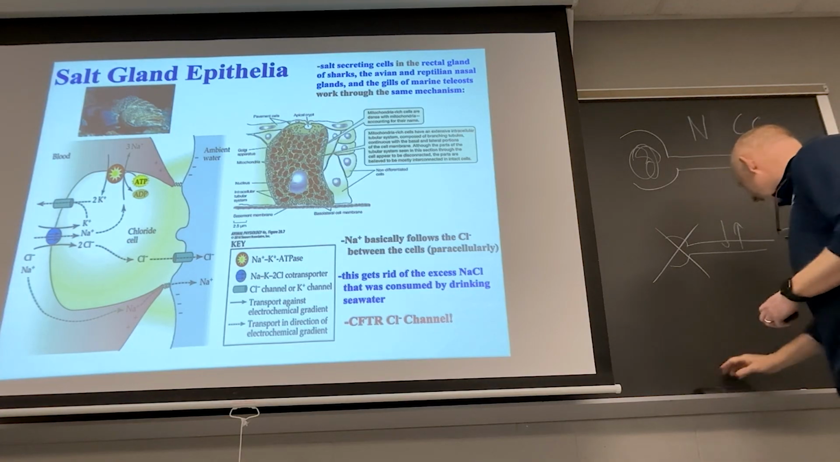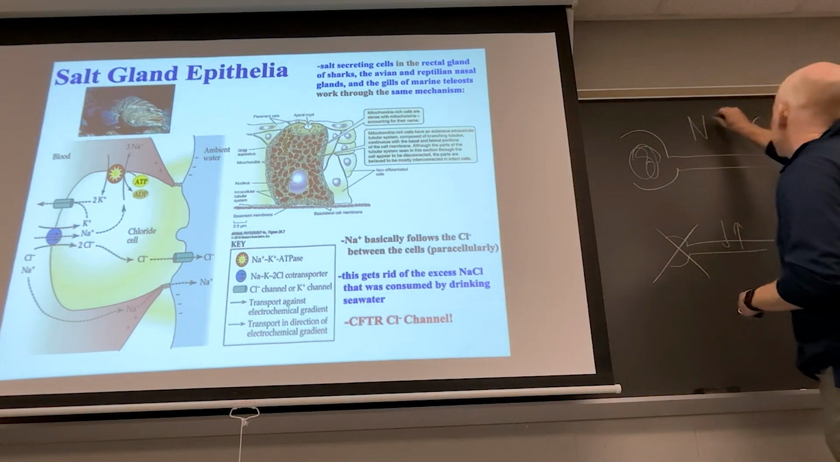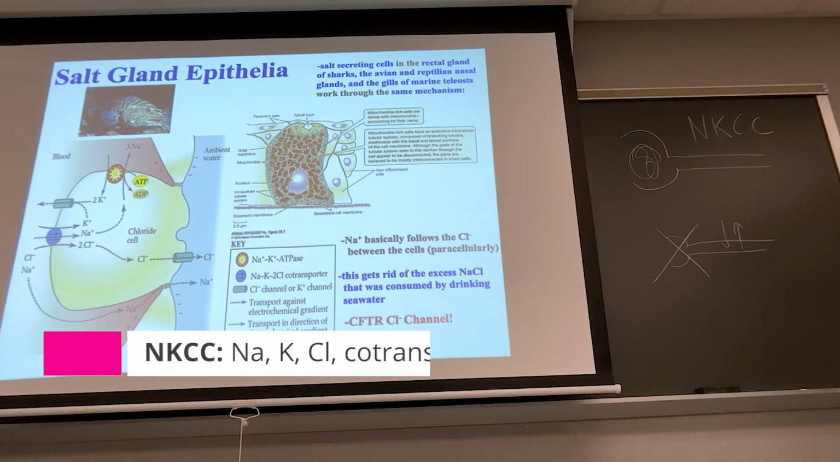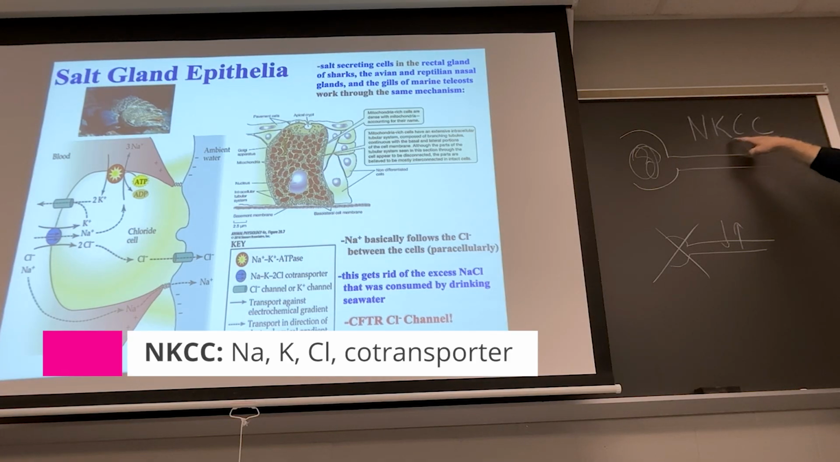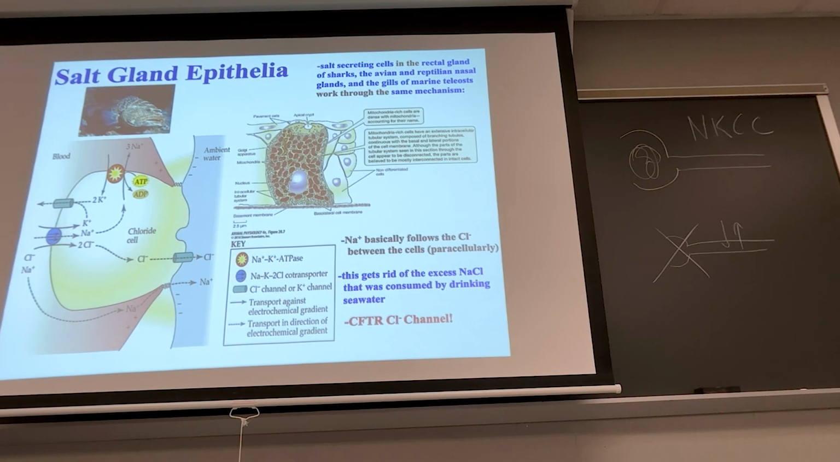So what it's really called is an NKCC cotransporter, which stands for sodium potassium chloride cotransporter. And there are numbers: NKCC1, which is found in certain cells, and NKCC2, which is found in other cells. If I remember correctly, NKCC2 is found in gills, and NKCC1 is found in kidneys.